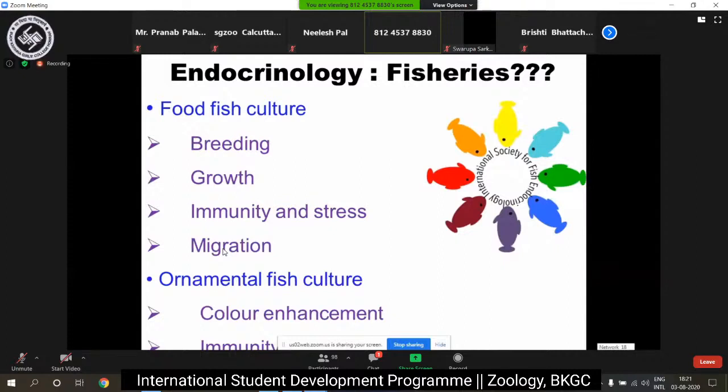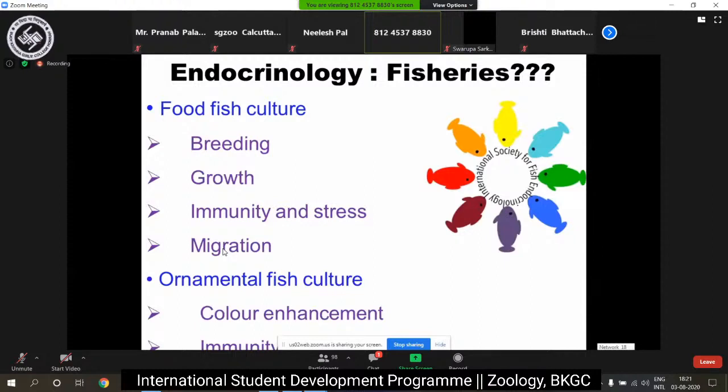Now coming to the very important orientation of how to correlate this endocrinology with fisheries. As the title of my topic was integrating fish endocrinology with fisheries, how are we integrating these two? If we just look at the fisheries orientation, we can broadly categorize fishery into these two aspects, the food fish culture and the ornamental fish culture.